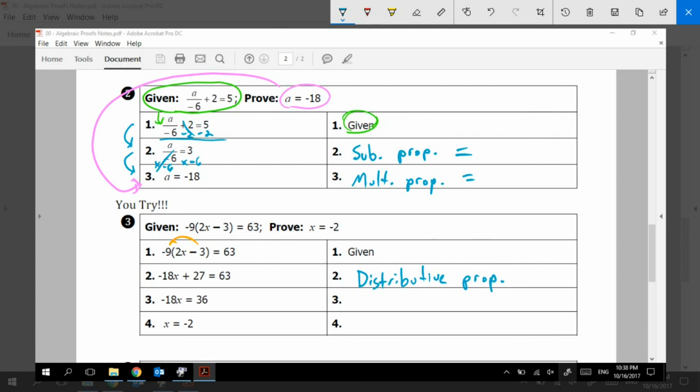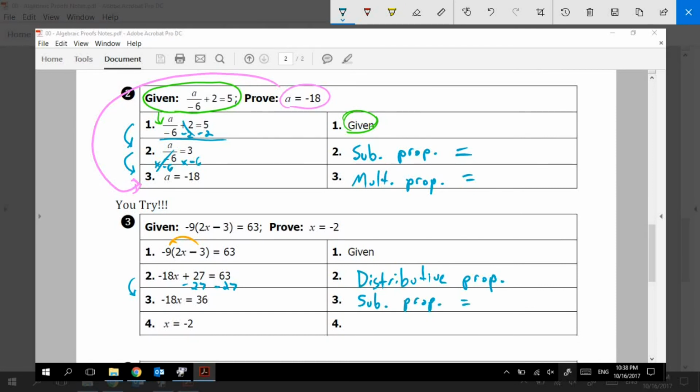Okay? And now next step, how do we go from 2 to 3? We subtract 27 from both sides. Subtract. And we are left with -18x equals 36. Which property did we use in that step? We subtracted 27. So we use the subprop equal sign. The subtraction property of equality.